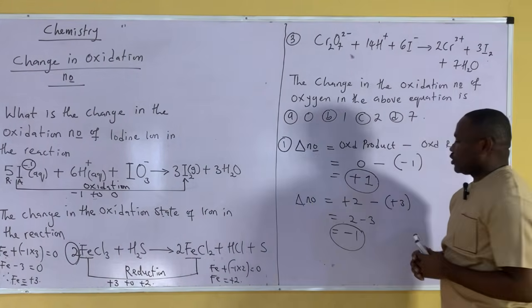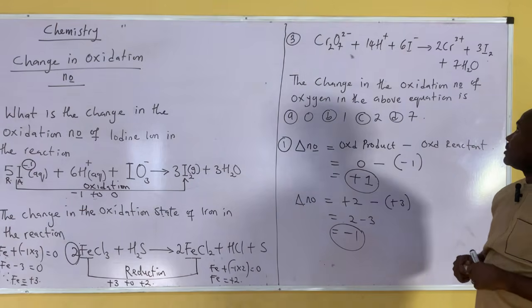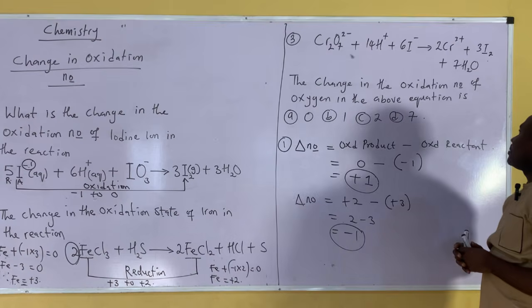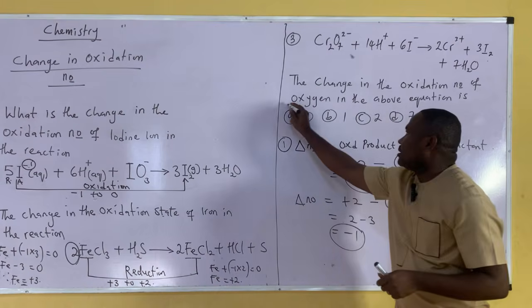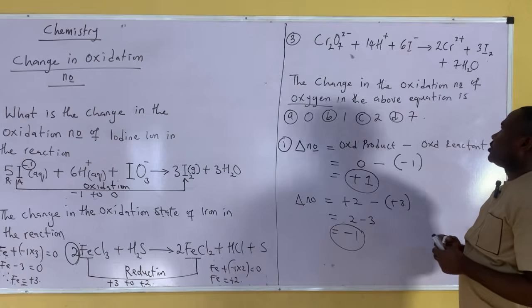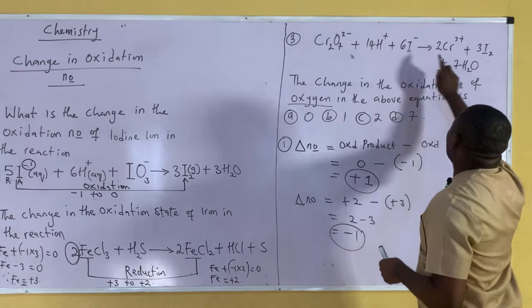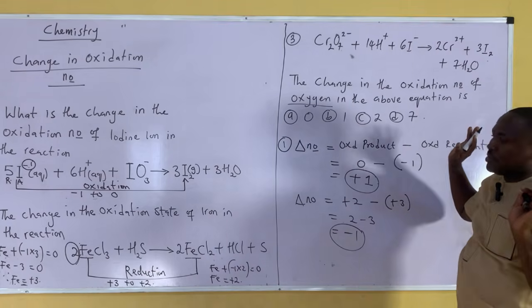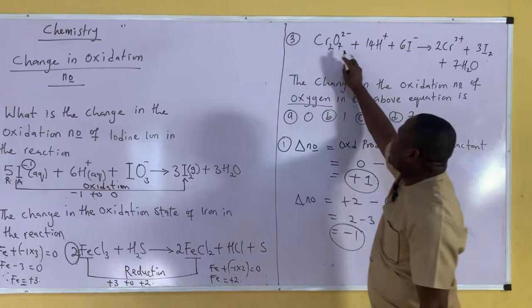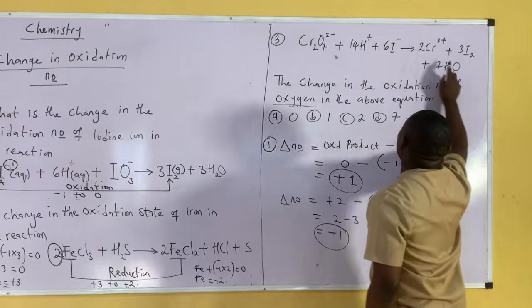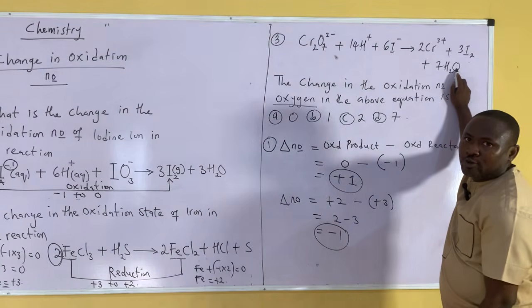Let's look at question number 3. Question number 3 is saying the change in the oxidation number of oxygen in the above reaction is dash. Now, what is oxygen here? And what is oxygen here? That's just our question. Now, mind you, oxygen here is minus 2. Oxygen in water is also minus 2.